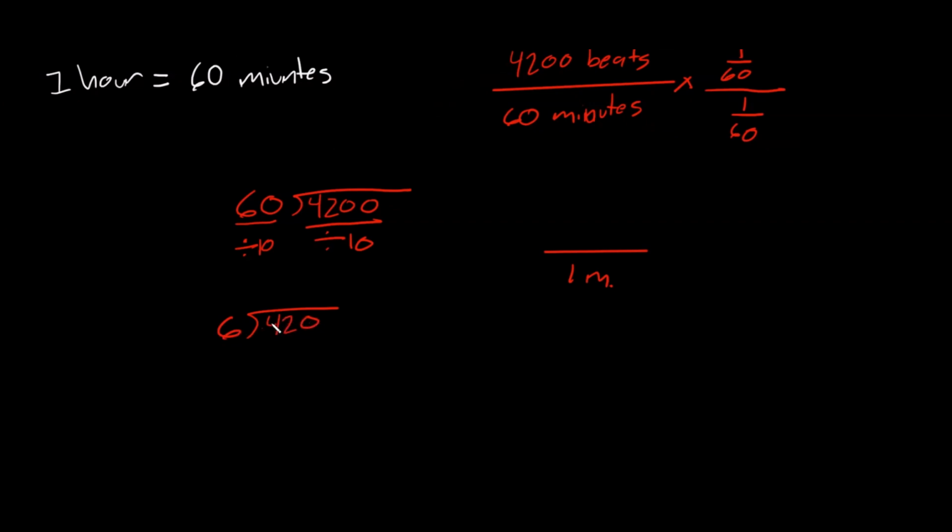So 6 goes into 4 0 times. 6 goes into 42 7 times. And then 6 times 7 is 42. And now we can go ahead and subtract. So 42 minus 42 is 0. We're going to drop down this 0. And then 6 goes into 0 times. So our answer to this problem, which was giving us the beats per 1 minute, is 70 beats.